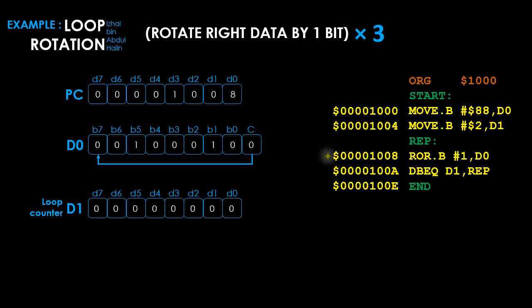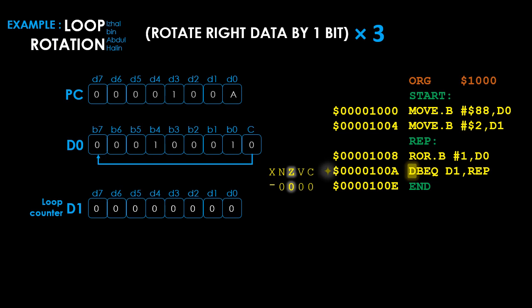We are back at address 1008, the program counter is incremented to 100A before re-executing this instruction for the third time. The rotate instruction is executed and the data in D0 is rotated to the right by 1 bit, and the status register changes as shown here. Note that the new value is non-zero, thus, the Z flag is reset to 0. The program counter is now pointing to address 100A.